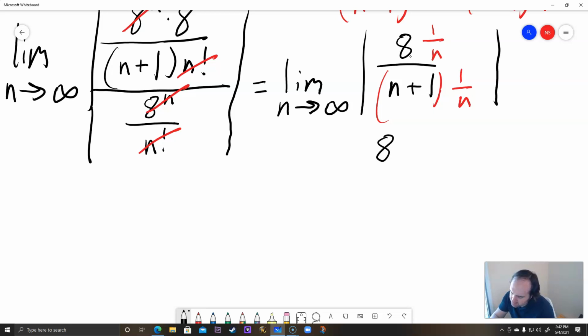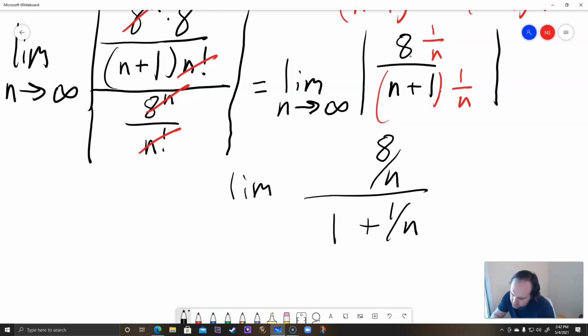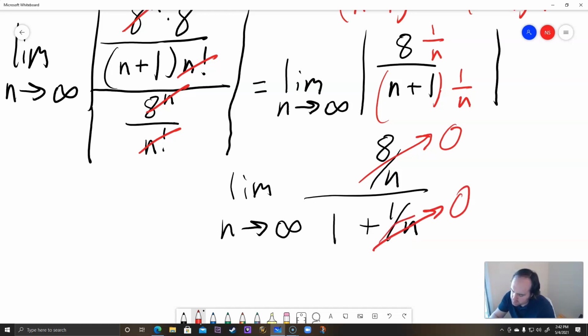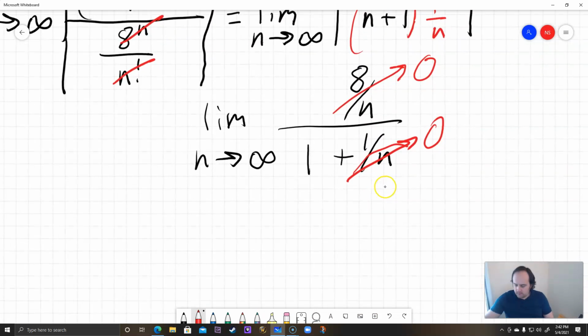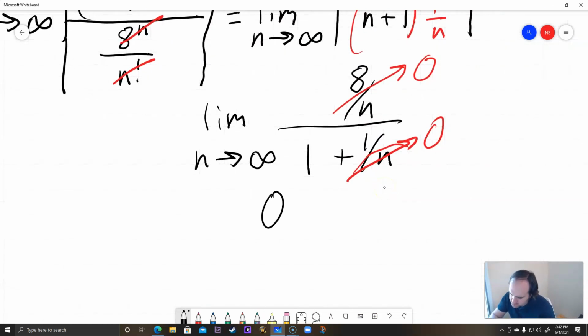Well, on the top we're going to have 8 over n, and on the bottom we're going to have 1 plus 1 over n. And if we take the limit as n goes to infinity, the 8 over n is going to go to 0 on the top, and then on the bottom the 1 over n is also going to go to 0. So we really have 0 over 1, which is 0.